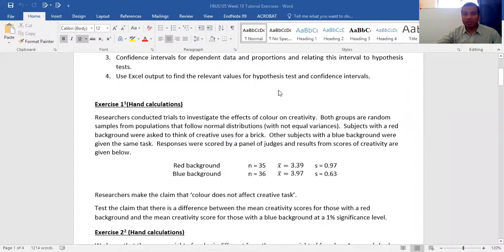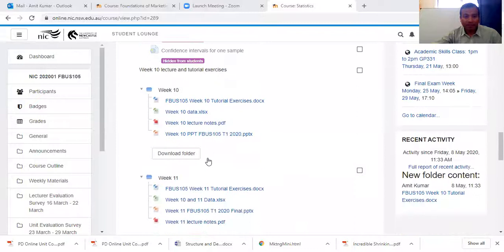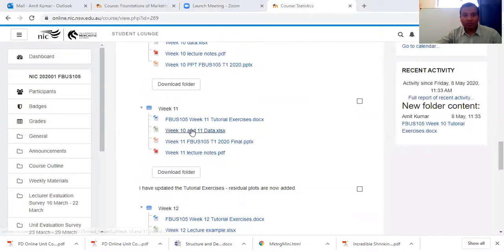In the meantime, I suggest you download the Excel sheet for week 10 and 11. There is an Excel sheet on Moodle. You just download that one as well. Let me show you that file. That is this screen. Just download this one, week 10 and 11 data. It is under week 11.